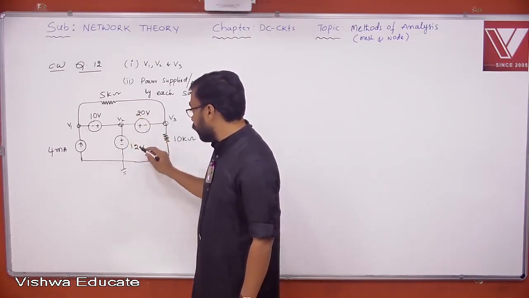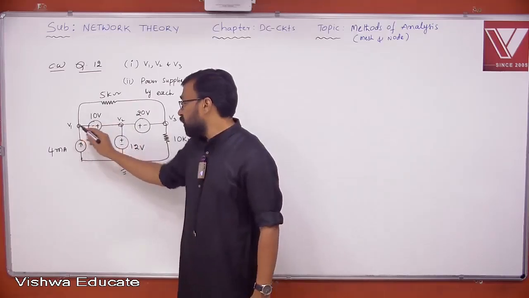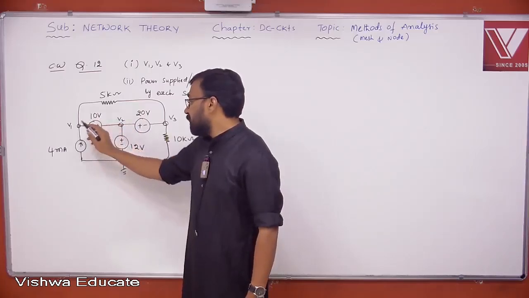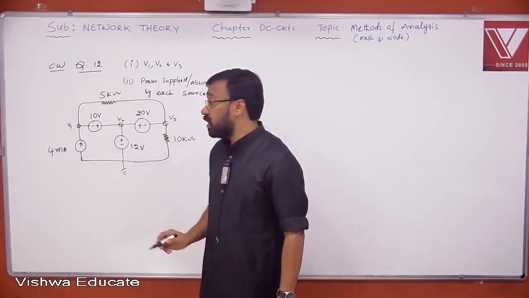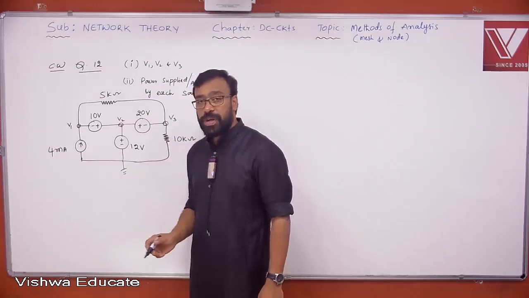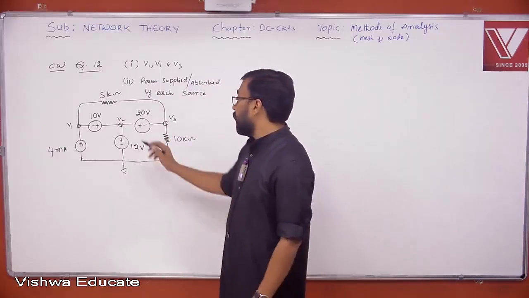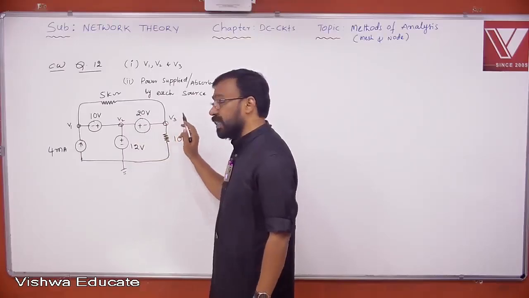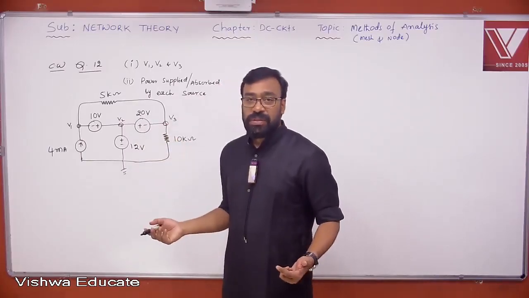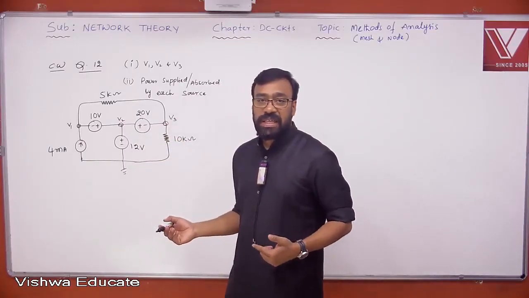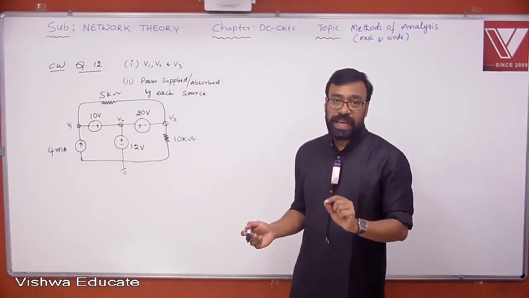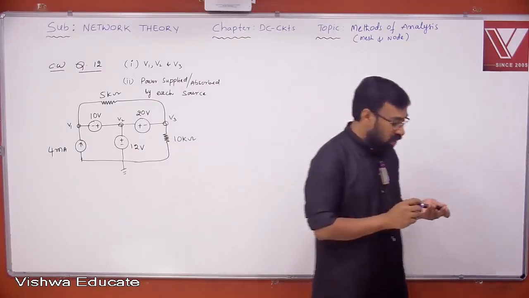Therefore what will happen? V2 will become what? 12. Now jump from this point to this point. Because there is no resistor, you can jump directly because you know the voltage here. 12 minus 10 will become what? 2, because you are jumping from higher potential to lower potential. Drop the voltage. 12 minus 20 is minus 8. That means you already know the number of equations required to analyze this network. Minimum number of equations is 0, and that you can achieve only through node analysis. Yes or no?